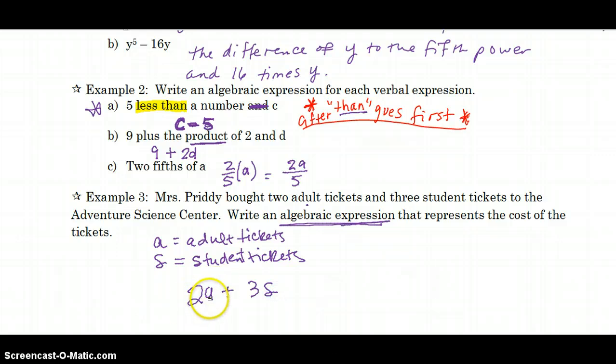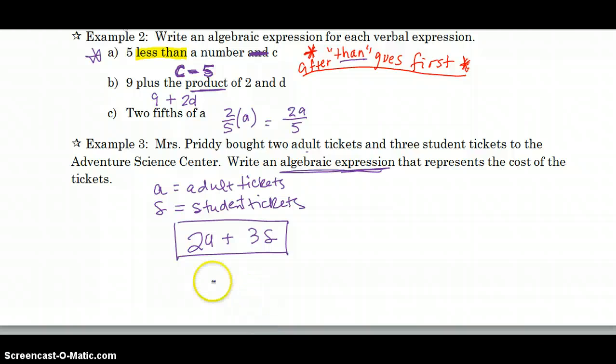And if we knew the cost of the adult ticket and the cost of the student ticket, we could tell Mrs. Pretty how much money it's going to cost her. But since they're not telling us those costs, we're just going to set up the algebraic expression that would represent the cost. Okay?